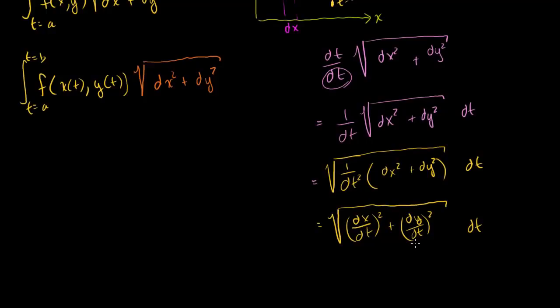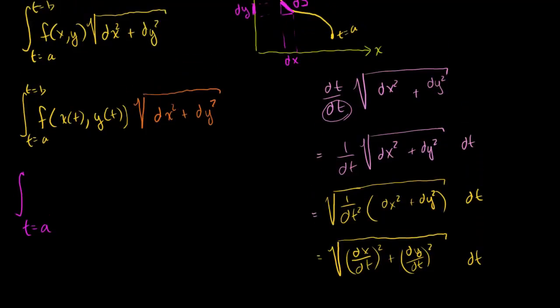And now all of a sudden, this starts to look pretty interesting. Let's substitute this expression with this one. We said that these are equivalent. And I'll switch colors just for the sake of it. So we have the integral from t is equal to a. And let me get our drawing back.